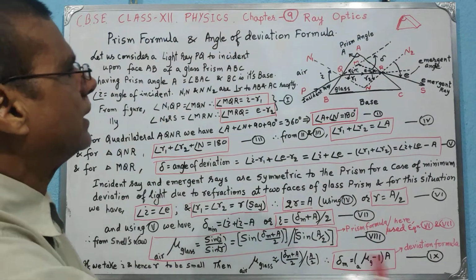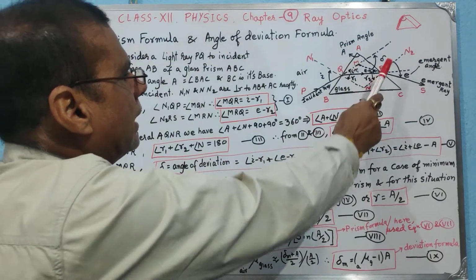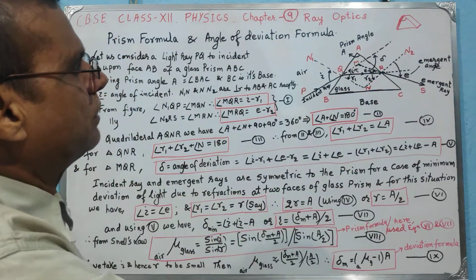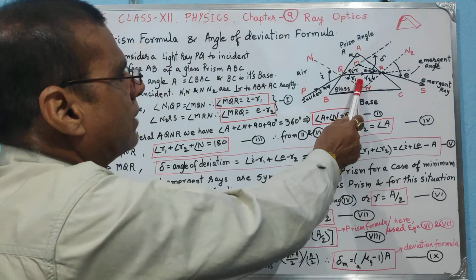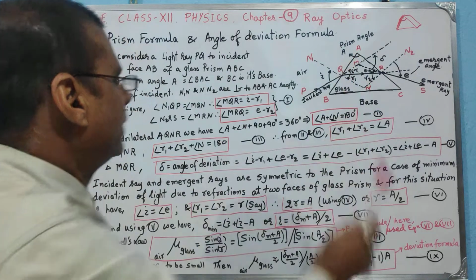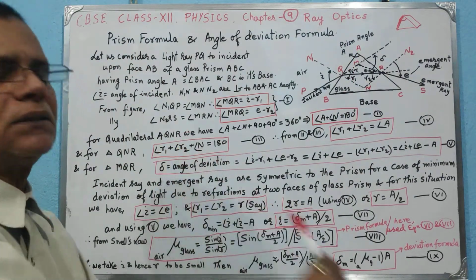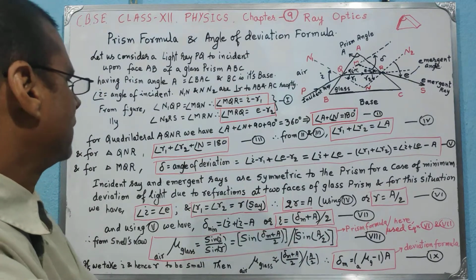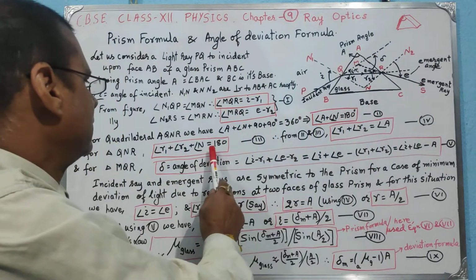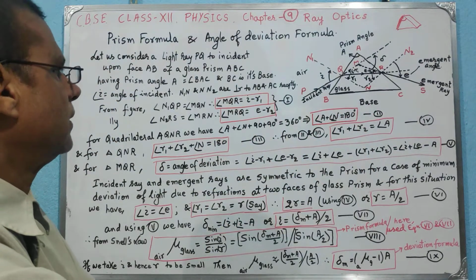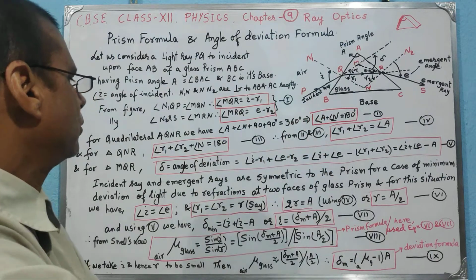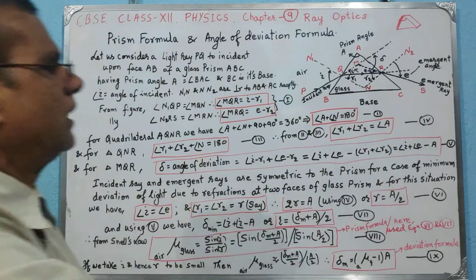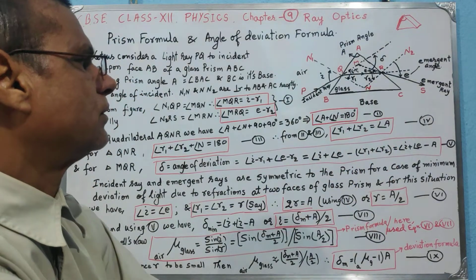Now from triangle QNR, the sum of all three angles of the triangle must be equal to 180 degrees. So we have R1 plus R2 plus angle N equal to 180 degrees. We call it equation number 3. When we compare equation 2 and equation 3, both are equal to 180 degrees and N is common on both sides. So we have angle R1 plus R2 equal to angle A, and we call it equation number 4.